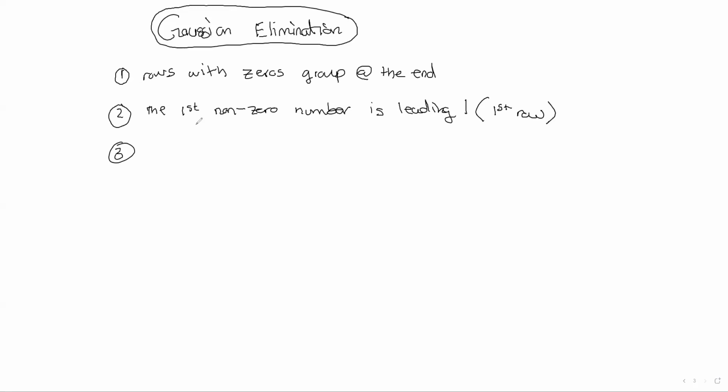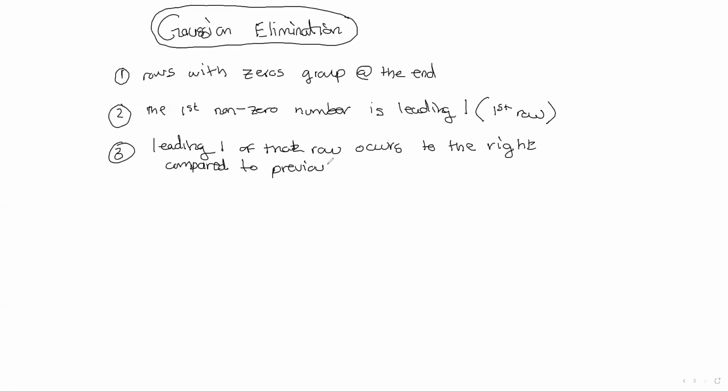And then any other row that comes after this, whether the second or third, it must be in such a way that the leading one of that row occurs to the right compared to the previous row, or upper row.